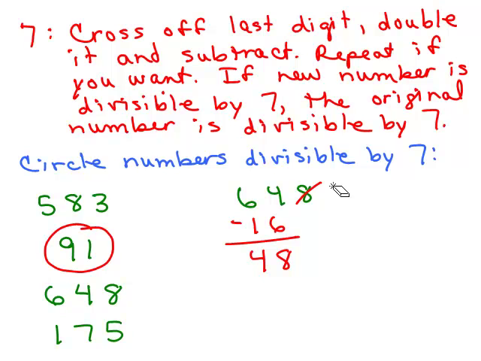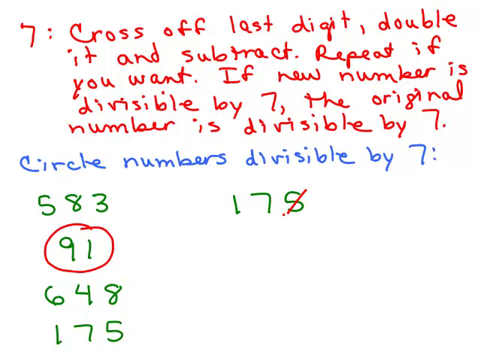All right, if the answer is no, it does not go into it. So let's do 175. So we start off by writing 175. And let's cross off the last digit and double it and subtract. So if I double 5, I get 10. 7. Does 7 go into 7? Yes. So this is one that a lot of people don't know, but it's just a quick and easy way to tell if 7 goes into a number. Let's do another number.